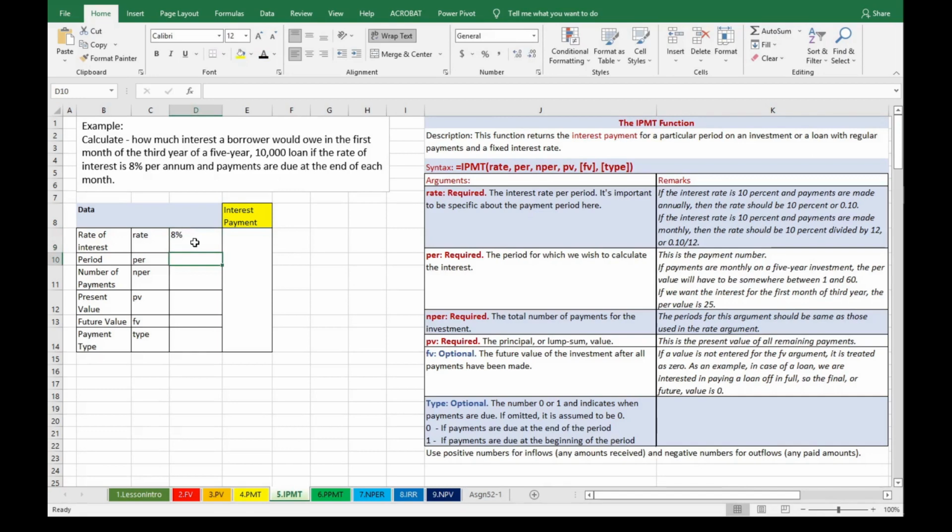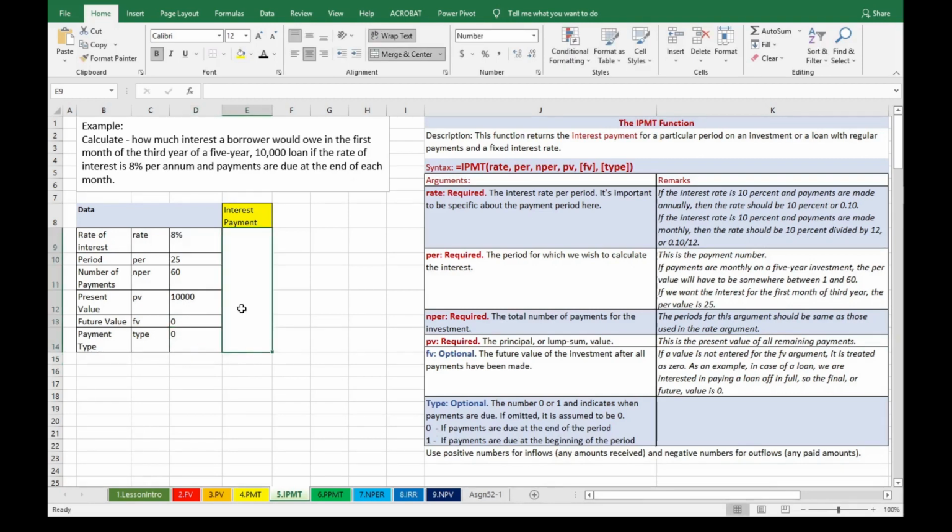Then we have the period. The period here is the first month of the 3rd year, meaning it is 25. Then the number of payments. It is a 5-year period, so the number of payments is 5 times 12, that is 60. We have the present value of the 10,000 loan we are taking, so it is positive 10,000. Future value will be 0 because we want to pay off the loan, and the payment type is due at the end of each month. End of each month means it is 0.